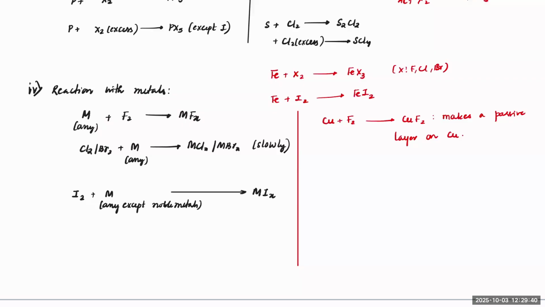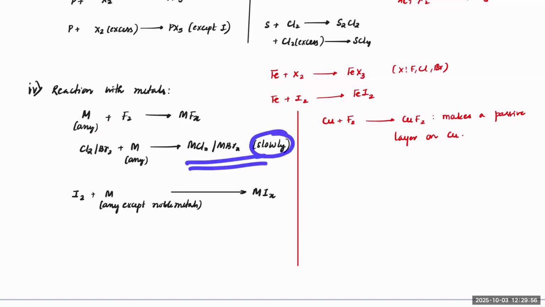It reacts with metals. F2 plus M will convert into MFx, and that depends upon the valency factor for this one. And chlorine and bromine will give you MClx or MBrx. Correct, so that's how they'll form.